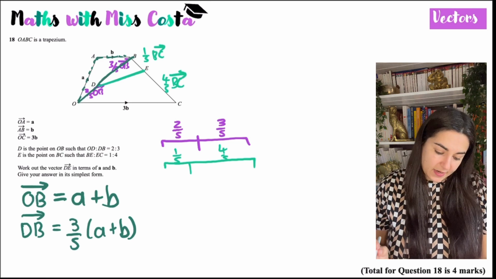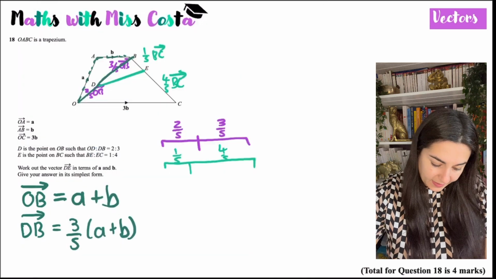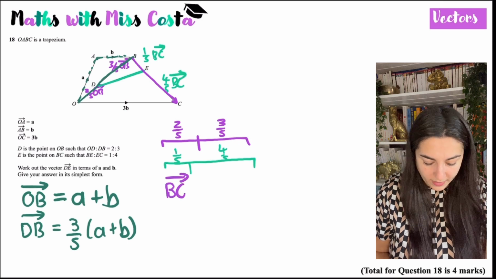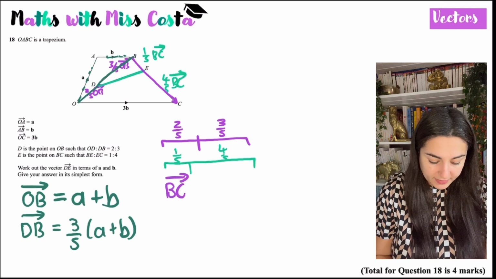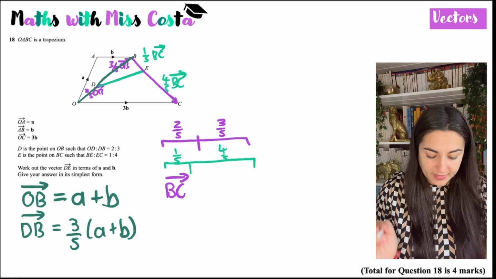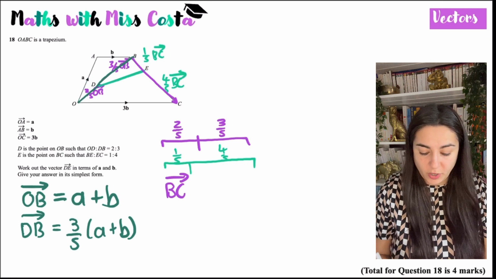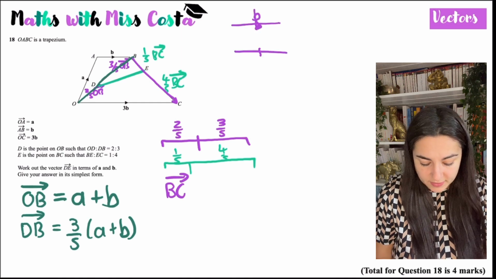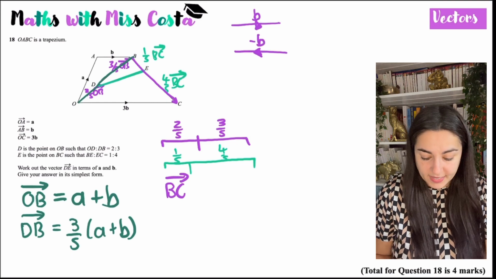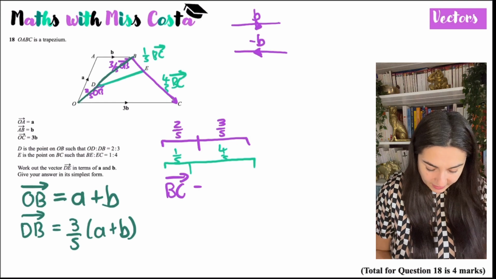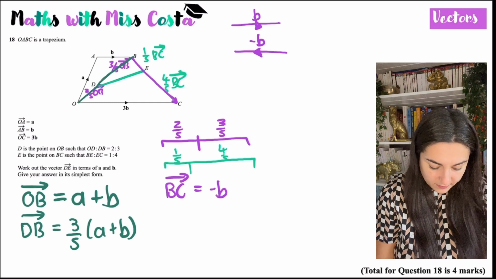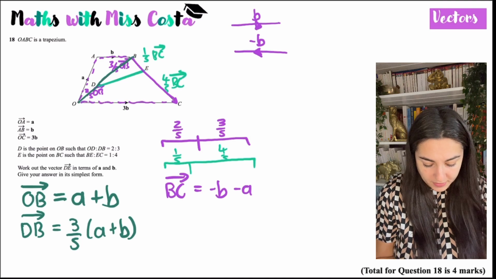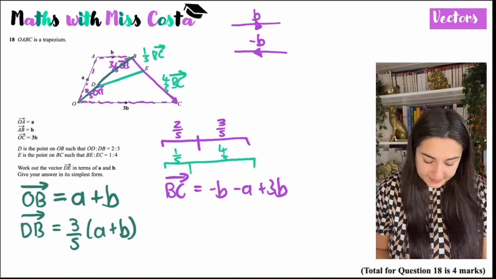Now, similarly, the other line that I've been given is BC. So how can I work out the vector BC? Well, once again, I have to go along my given routes. And what's important is that if you're going in the reverse direction, it's going to be the negative. So I'm going in the reverse direction, so it would be negative B to go along here, negative A plus 3B.